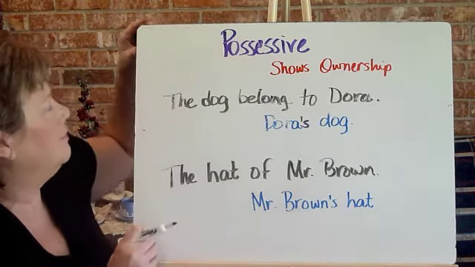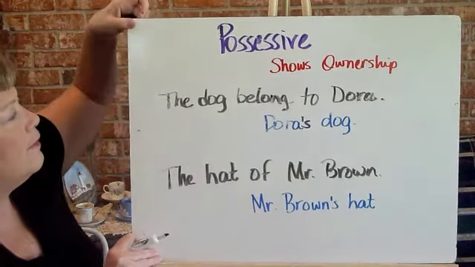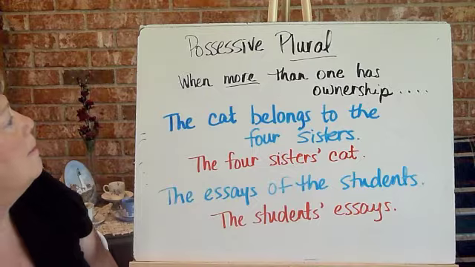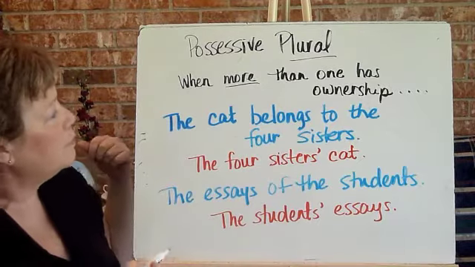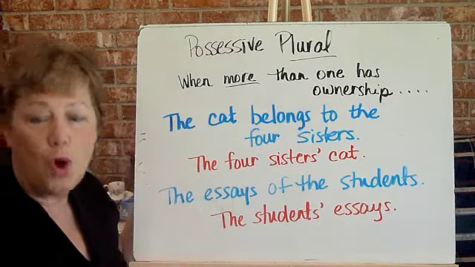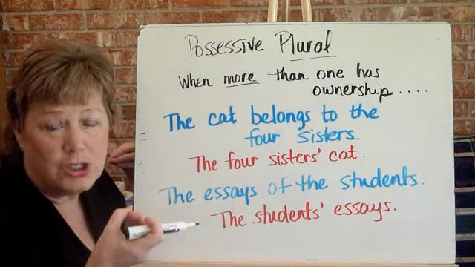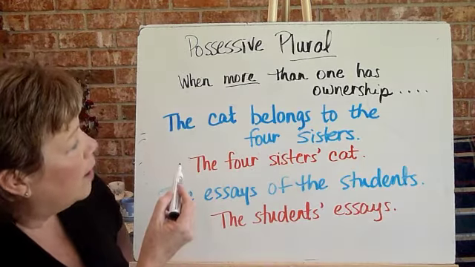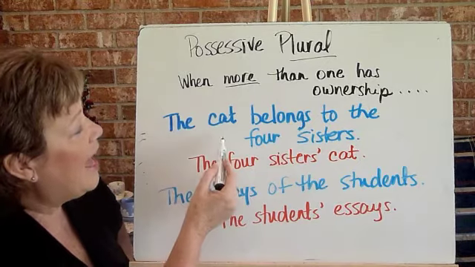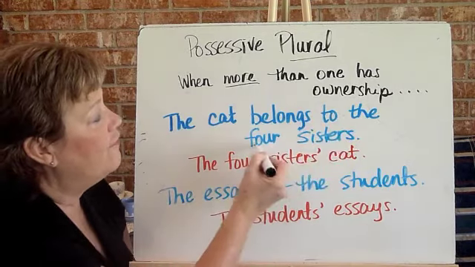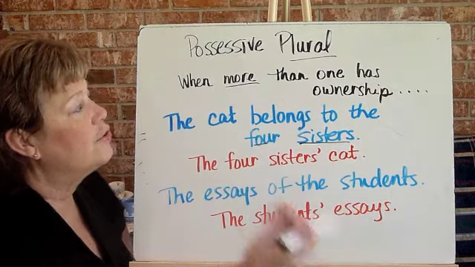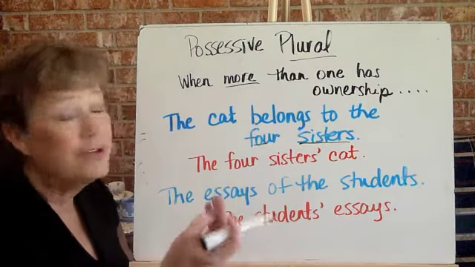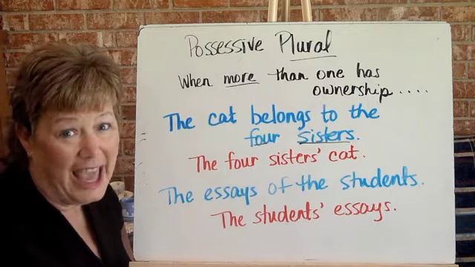That's that possessiveness. So the issue sometimes becomes when we are showing possessive plural, when there's more than one that owns something, or has possession of something. So the cat belongs to the 4 sisters. There's more than one that has ownership. 4 sisters have ownership of this cat.